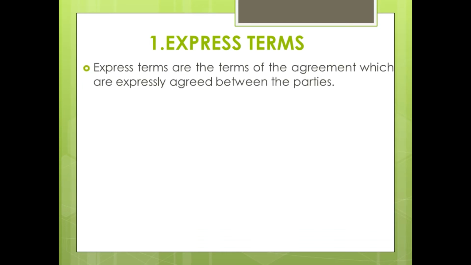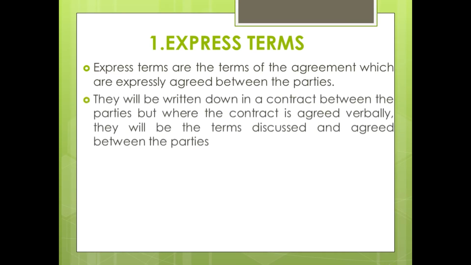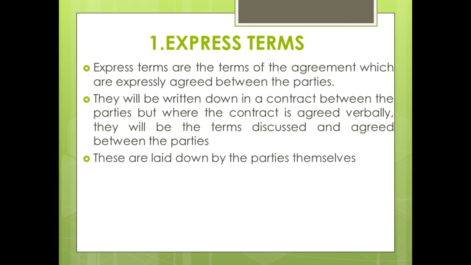Now, first of all, the express terms. Express terms are the terms of the agreement which are expressly agreed between the parties in a contract. They will be written down in a contract between the parties, but where the contract is agreed verbally, there will be the terms which are discussed and agreed between the parties. Those are express terms. These terms are laid down by the parties themselves.